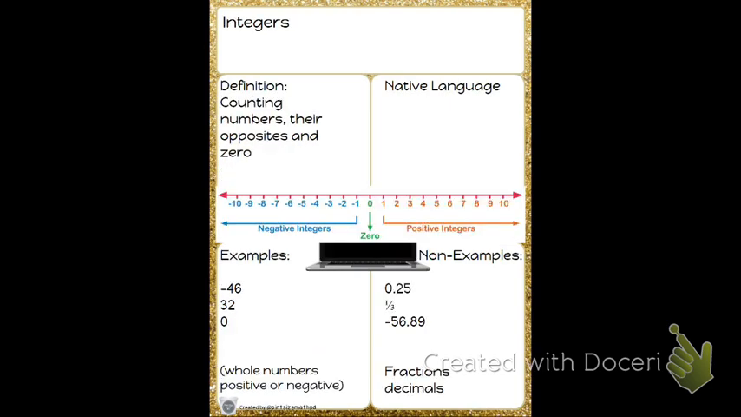Integers are all our counting numbers, 1, 2, 3, 4, 5, 6, 7, 8, etc. They're opposites and 0. So we could have a negative in front of a number, no negative, we could have 0, but fractions and decimals are not integers.